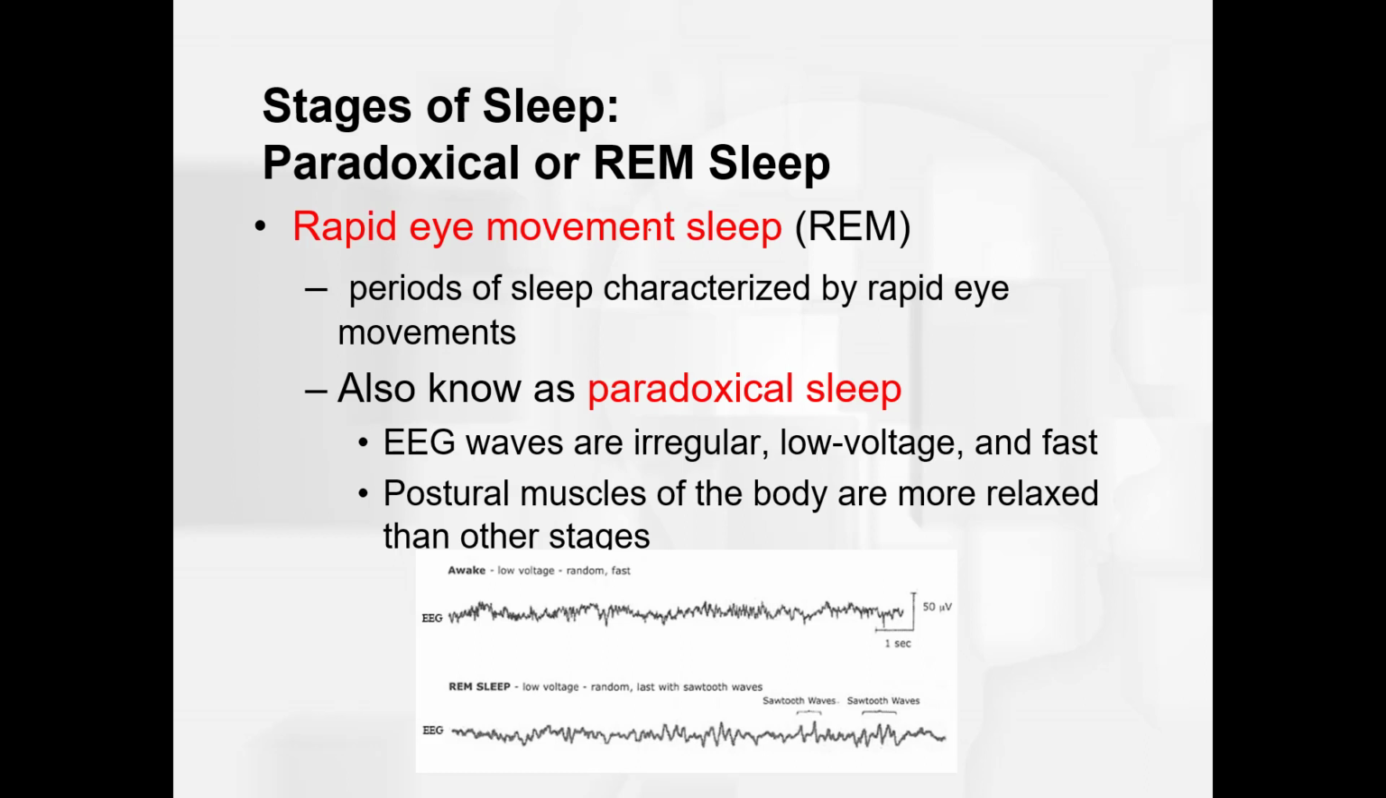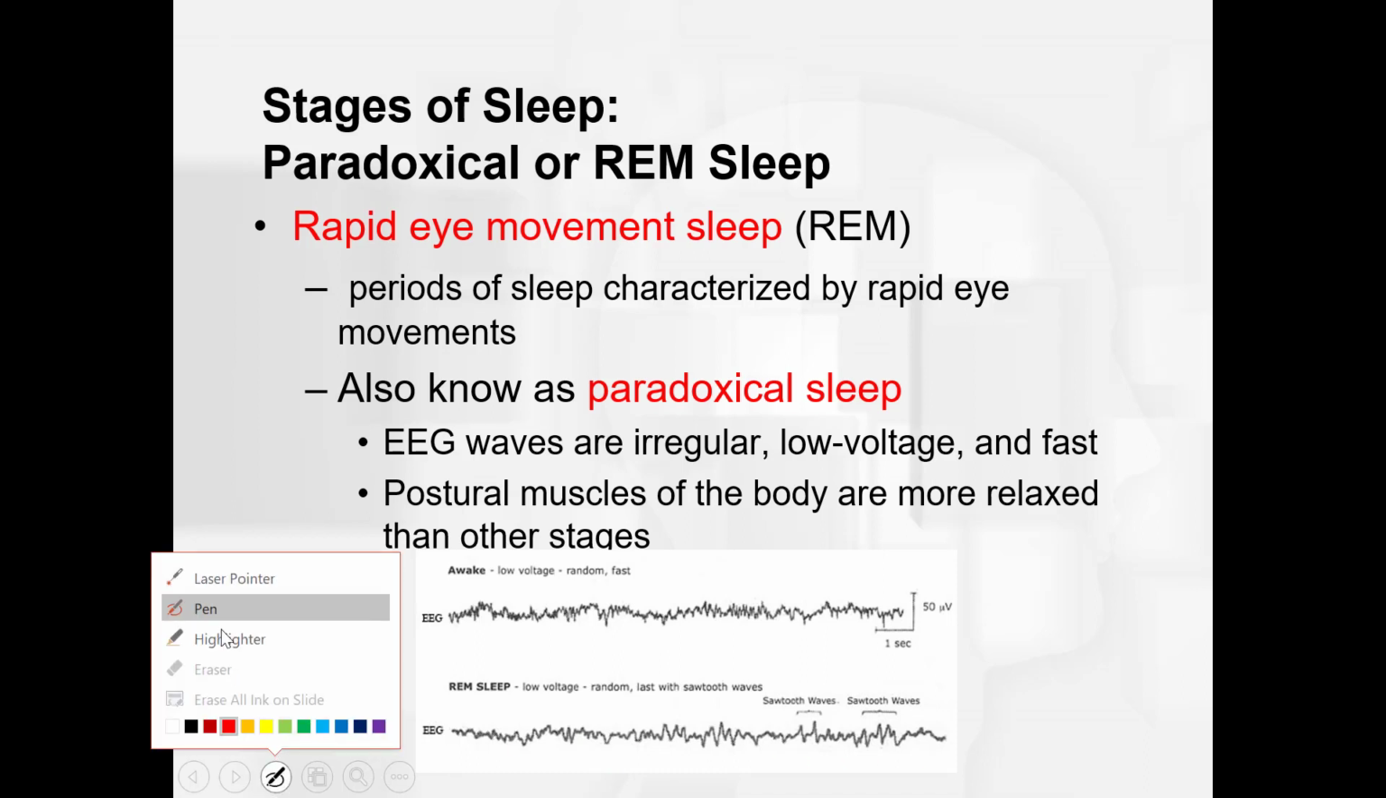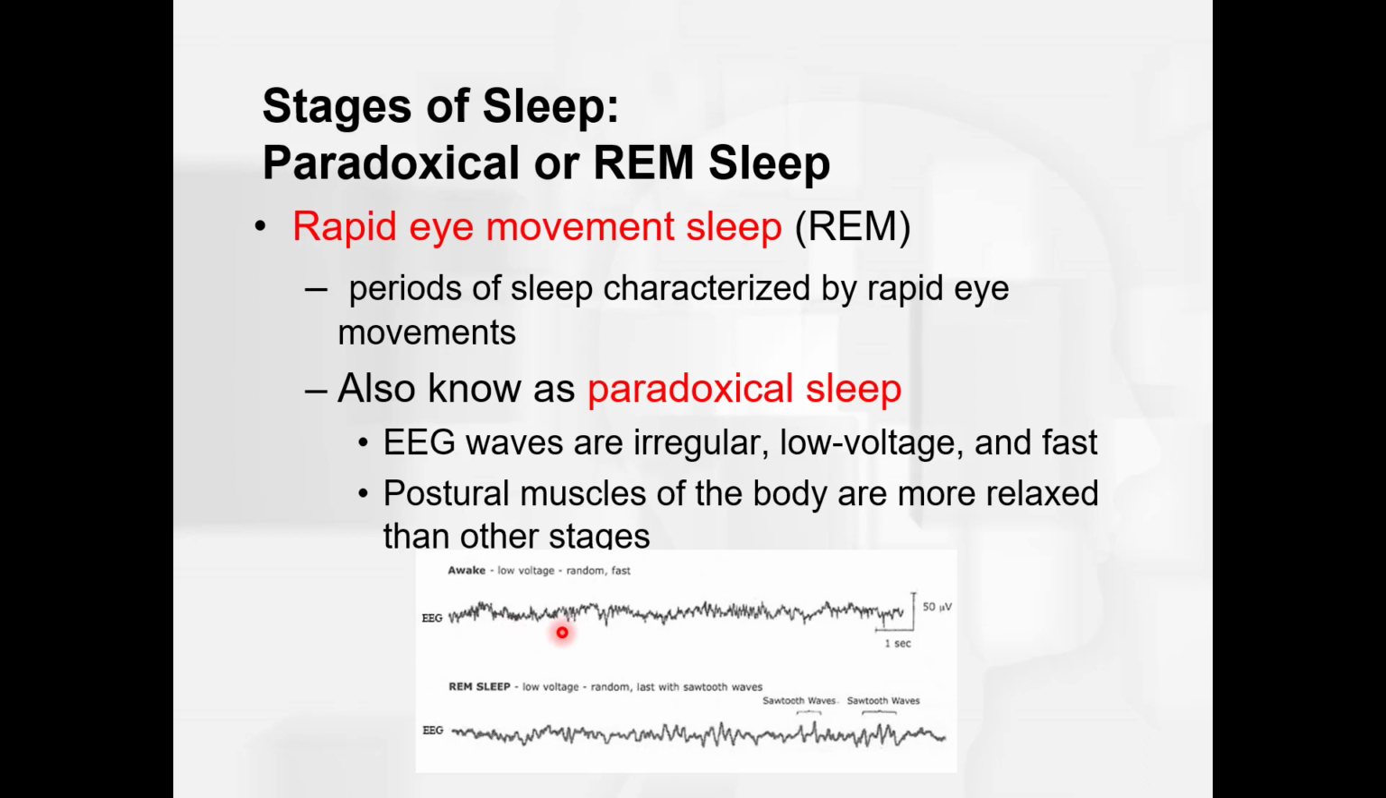However, and that's what you can see here. If you look here, this is what our brain waves look like when we're awake, and this is what they look like when we're in REM sleep. So here's awake and here's REM sleep. But the paradoxical thing is that while our brain waves look very similar to being awake, our postural muscles are very relaxed, more than in the other stages, so that we seem like we're in a very deep sleep, but our brain waves are very active.